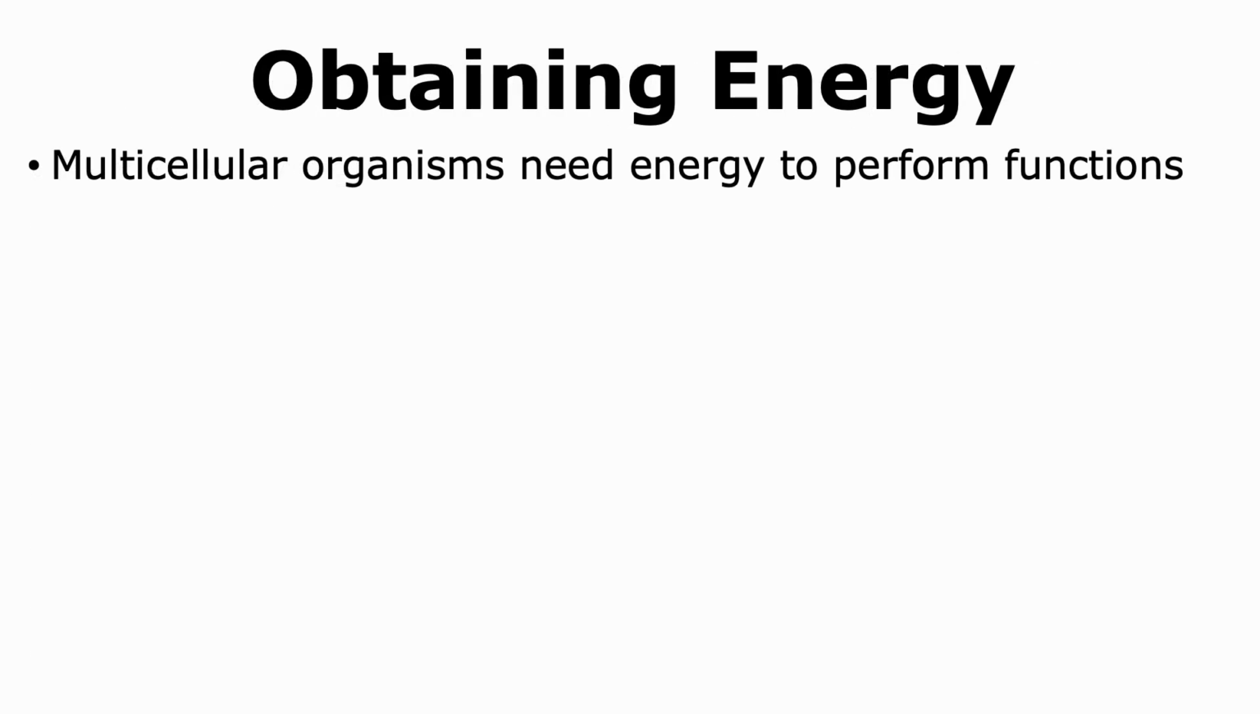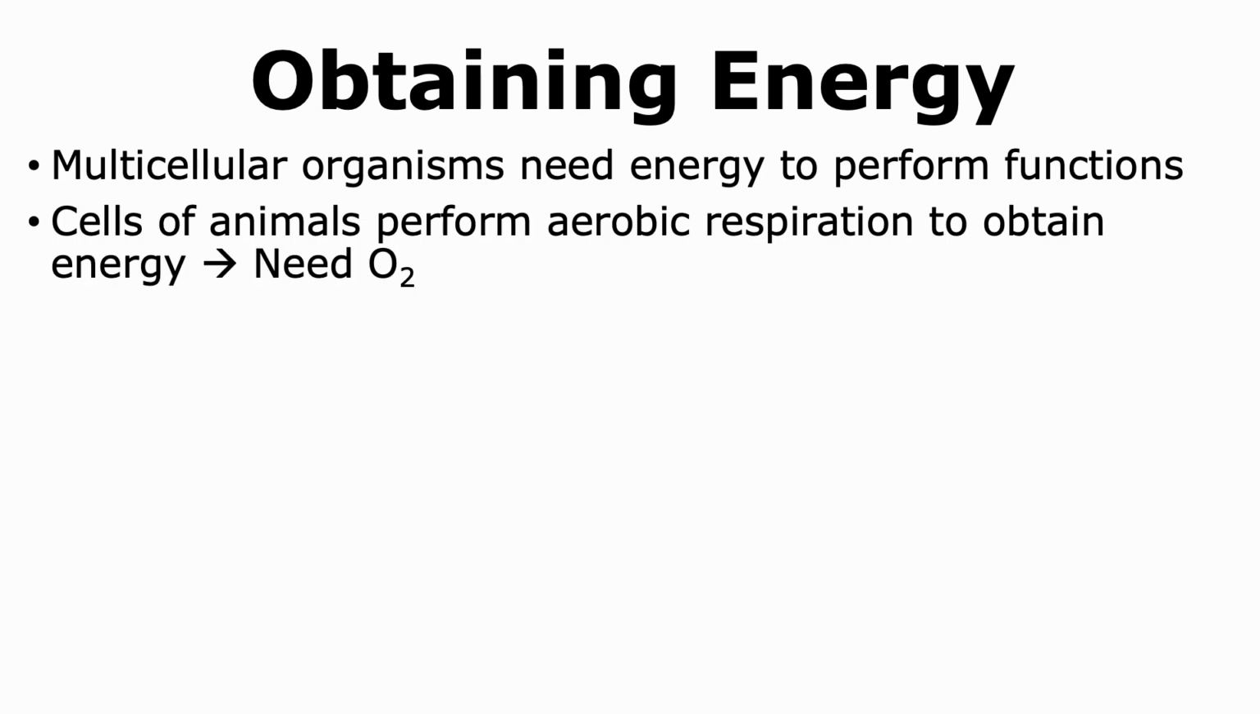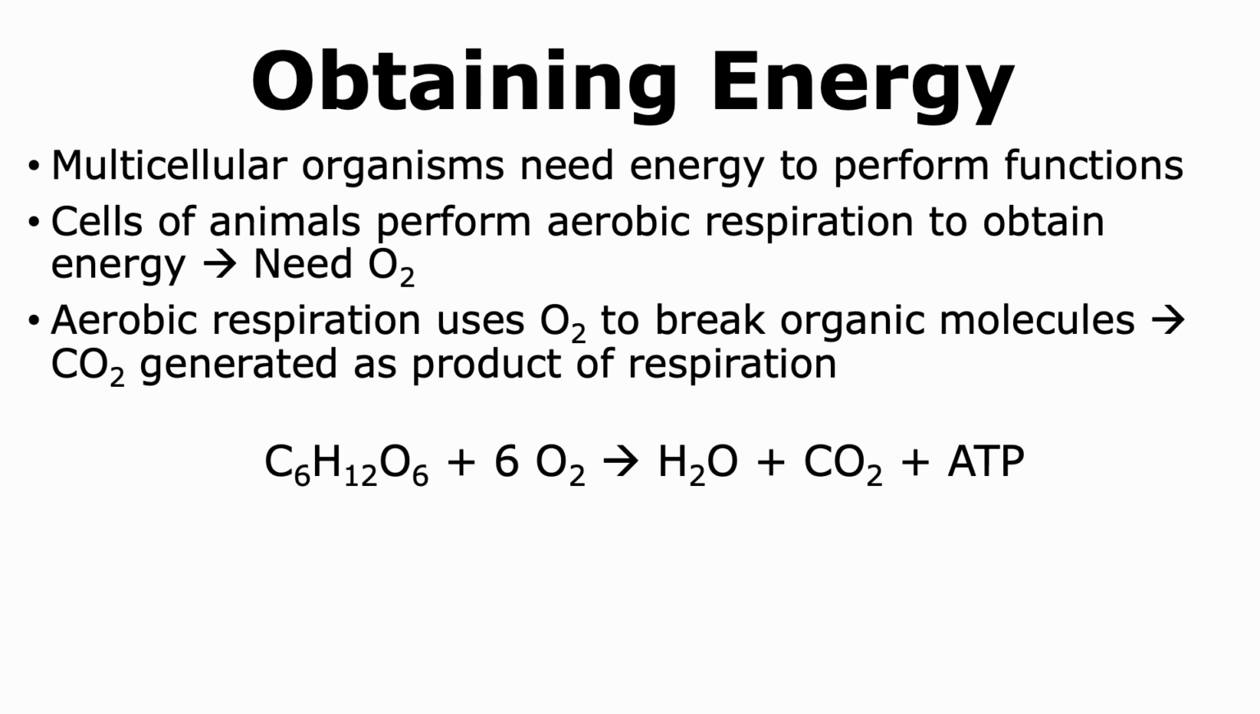All organisms, including multicellular organisms like animals, need energy to perform their bodily functions. The cells that the animals are made up of perform aerobic respiration in order to obtain energy, and hence they need oxygen. Aerobic respiration uses oxygen to break down organic molecules. During this process, carbon dioxide is generated as a product of respiration, and so is energy in the form of ATP.